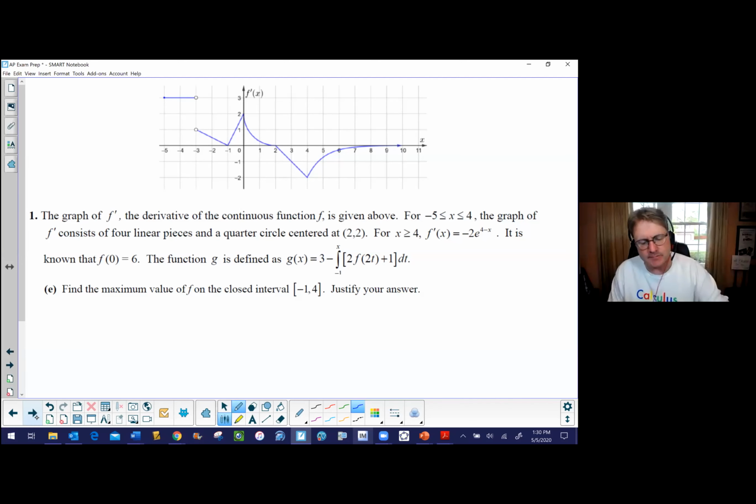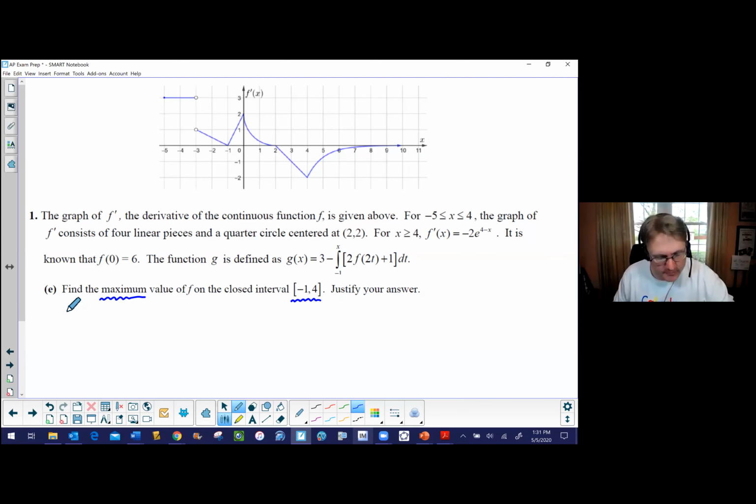So it says find the maximum value of f on the closed interval -1 to 4, and we want to justify the answer. So again, we think about maximum value. Now this one didn't say local max or global max, relative or absolute, but that is on you to decide, because if they give you a closed interval, all systems go for the extreme value theorem, which basically says that this function, if it's continuous, and we know that it is because it's mentioned to be differentiable, is going to have both an absolute max and an absolute min. In this case, we want to find just the max value.